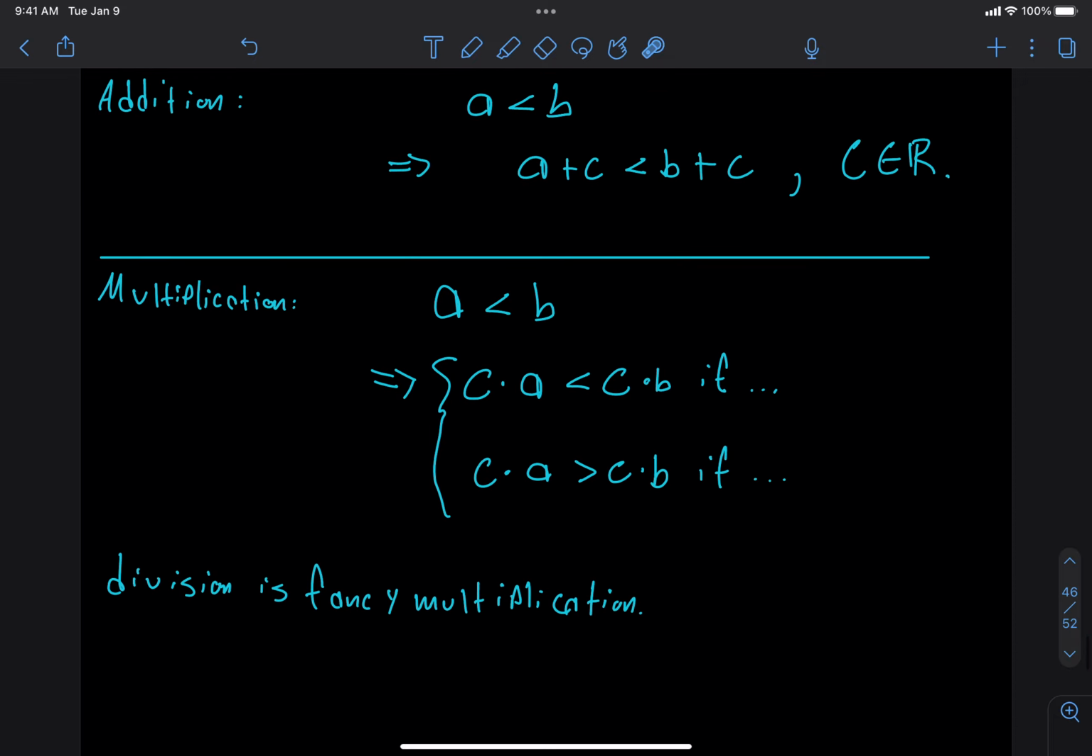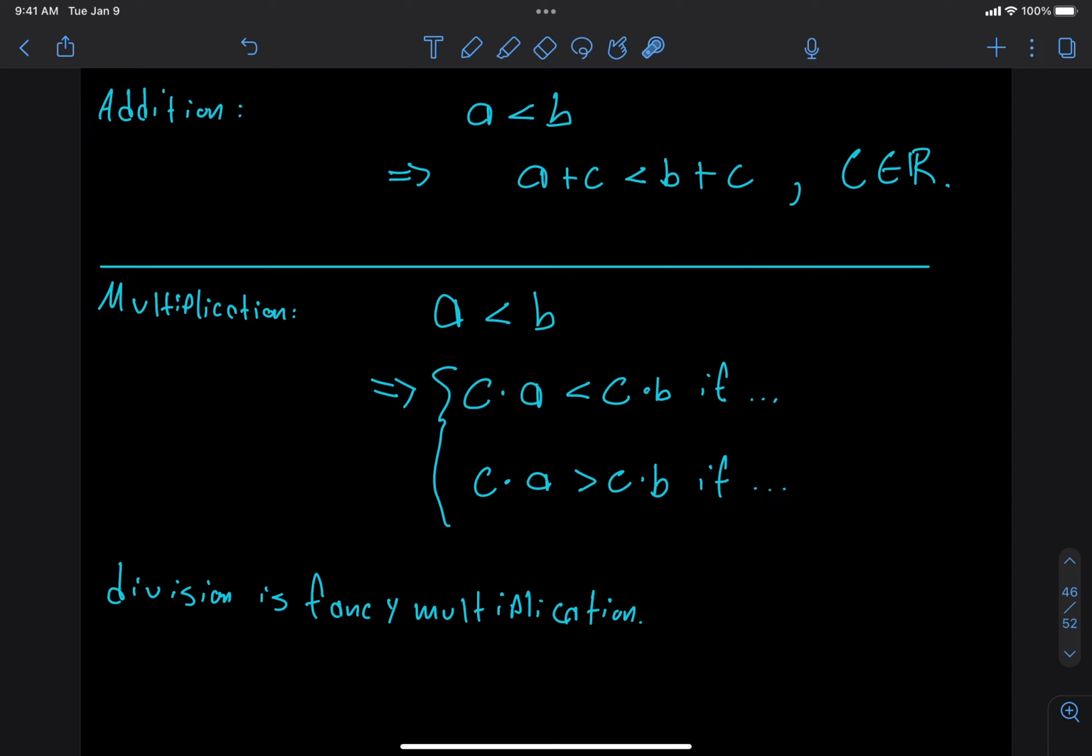Okay, so multiplication is the only tricky one, in my opinion. So why is multiplication tricky? Well, multiplication is tricky because we can multiply by a number and preserve the inequality only if something is true about that number that we multiplied. Does anybody know what it is? What condition do we need to have on a number C such that if I multiply both sides by C, the inequality stays the same? C should be a positive number. Right? C should be a positive number.